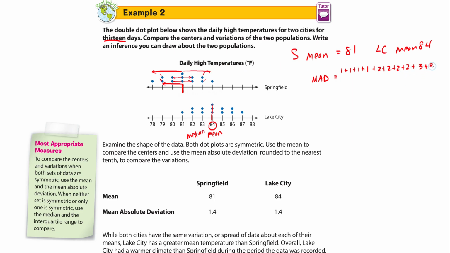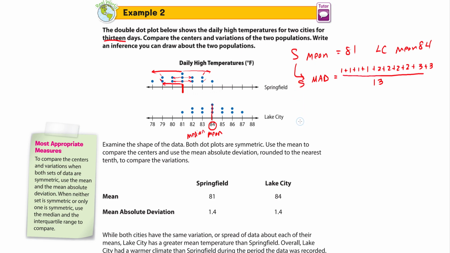Now here's the only trick. When I divide here, I'm not going to divide by how many of these numbers. I'm going to divide by how many dots. I didn't bother putting the 0, 0, and 0 in there, but those are numbers in the data. There are 13 days, so I'm going to be dividing that by 13 to do the mean absolute deviation, and this is for Springfield.